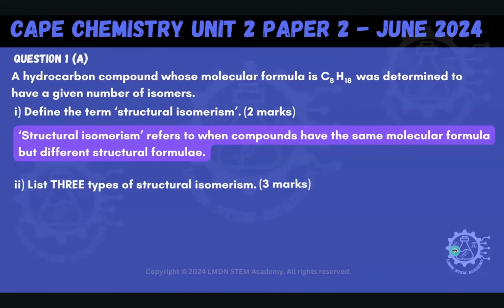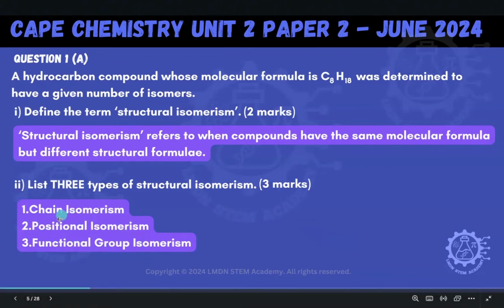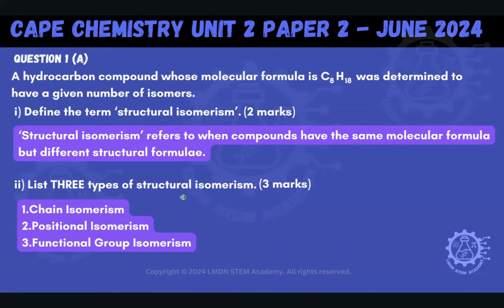So that's what structural isomerism refers to. All right. So part 2 says list 3 types of structural isomerism. There are 3 types of structural isomerism that we've covered in the CAPE syllabus, and these are the 3. So it's chain isomerism, positional isomerism, and functional group isomerism. These all fall under the category of structural isomerism.